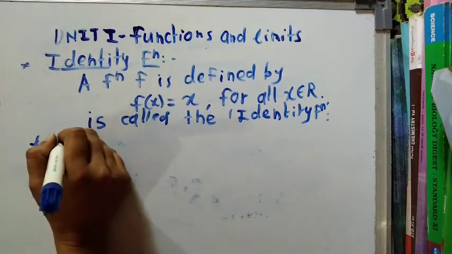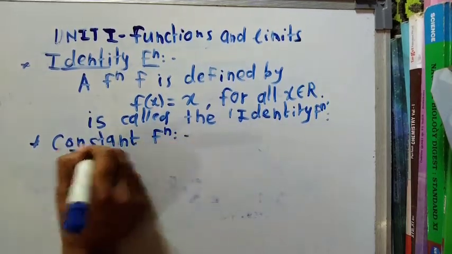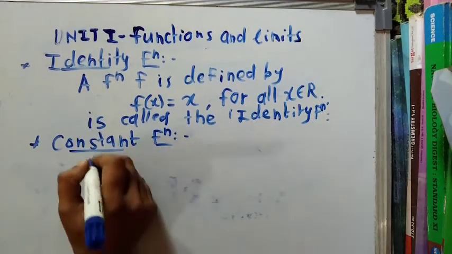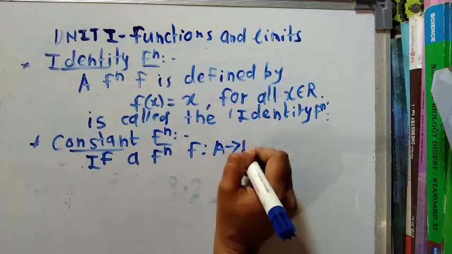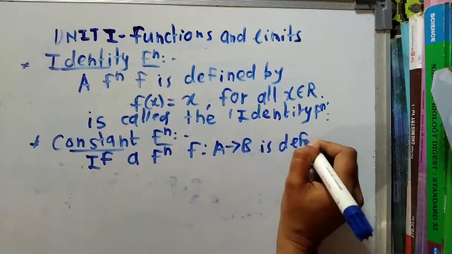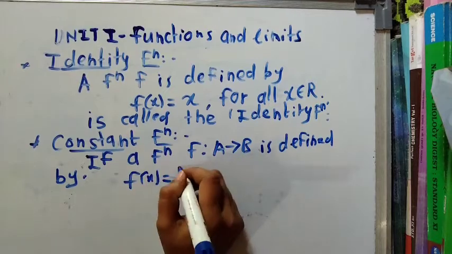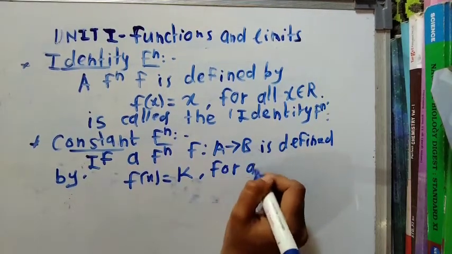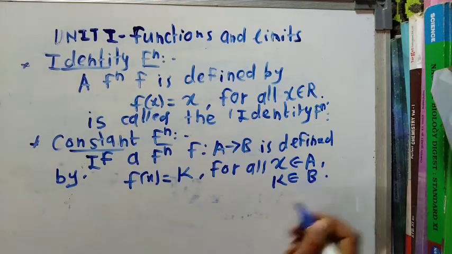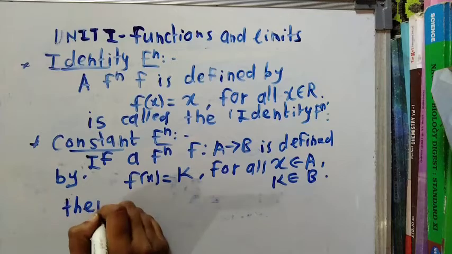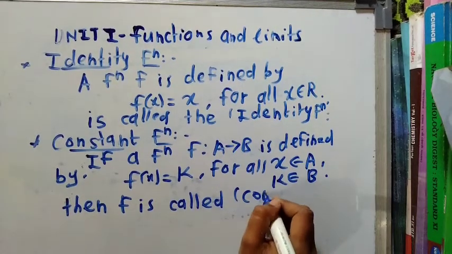Then next function is constant function. If a function f from A to B is defined by f of x is equal to k for all x belonging to A and k belonging to B, then f is called a constant function.